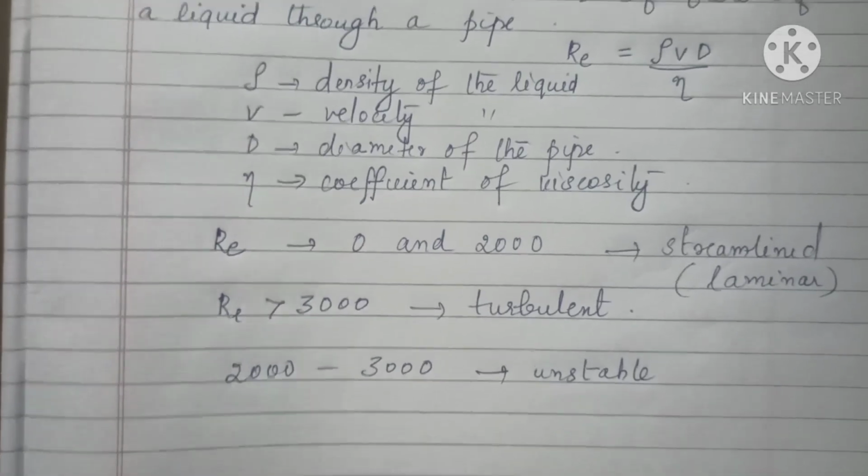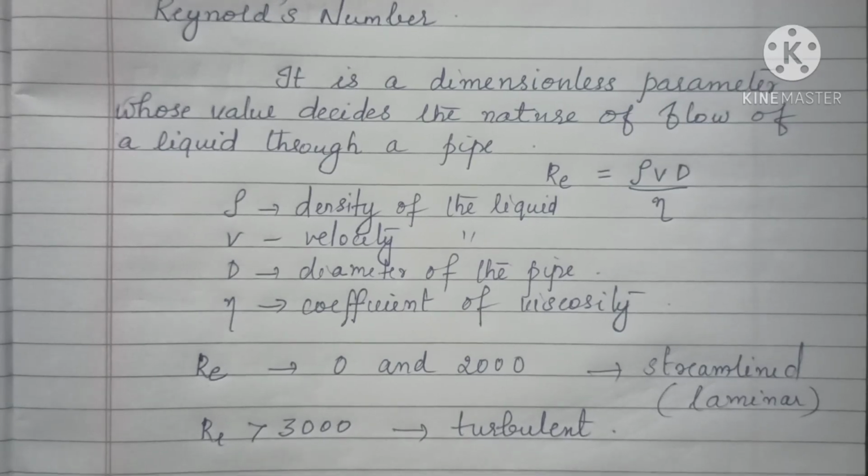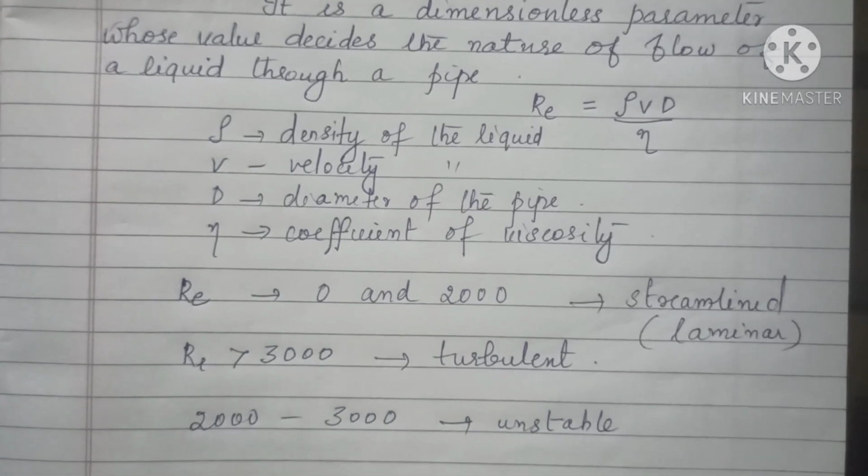Clear? So Reynolds number is a dimensionless parameter, and its importance is that its value decides the nature of flow of liquid through a pipe. If the value is between 0 and 2000, the flow is streamlined. If the value is greater than 3000, it is considered turbulent, and the range between 2000 and 3000 means it is unstable, which indicates that it can change from turbulent to steady flow, as well as from steady flow to turbulent flow. Clear? Okay.